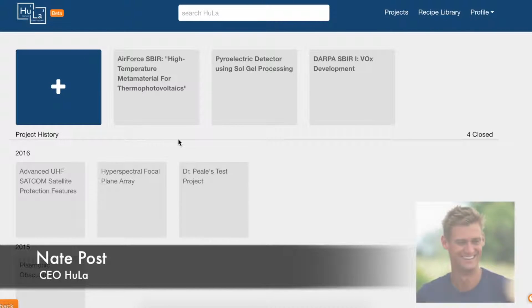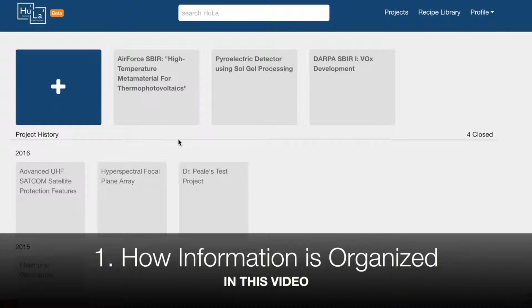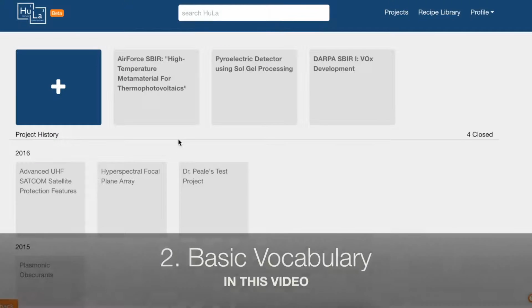In this video, we'll be running through a general overview just to really give you a high-level understanding of what HuLa can do for you and how it's going to make your life a lot easier in the lab. Most specifically, we'll be talking about how information is organized and then a little bit more about the basic vocabulary.